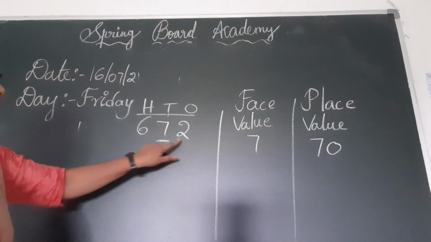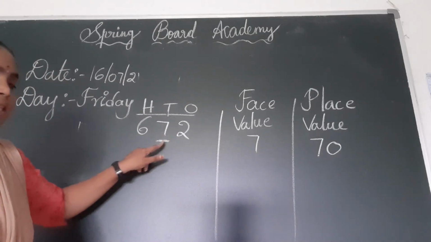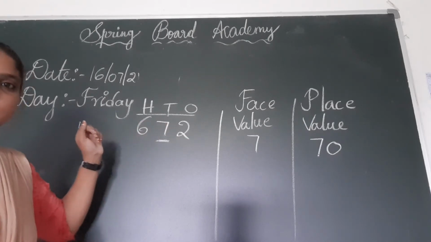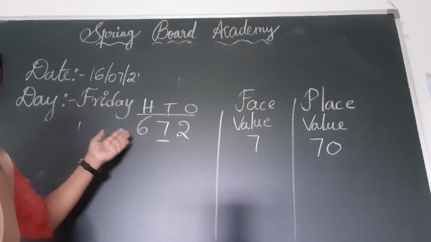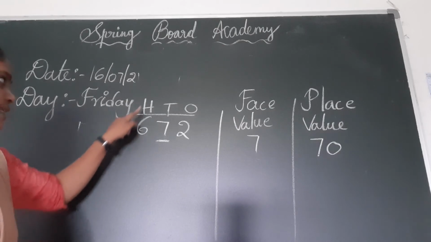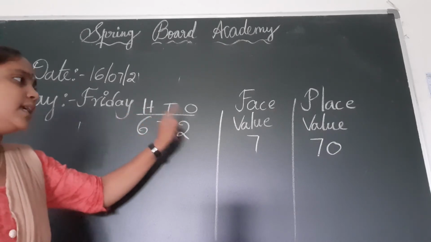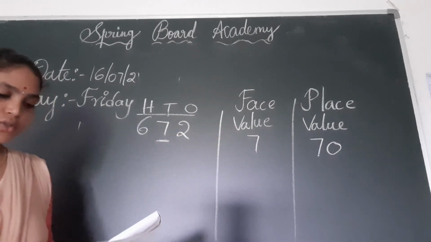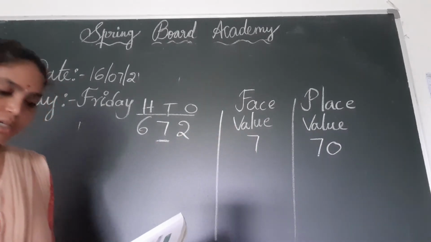So once read this number, 672. Why are we reading 672, children? According to place value, it is 600, 70 and 2. So the place value of 7 is 70. Like that you have to complete the remaining ones, children.